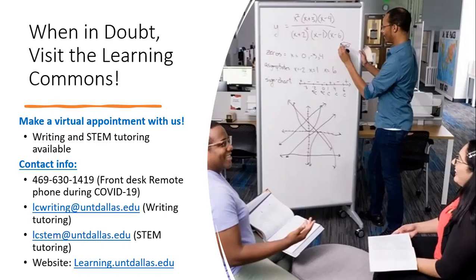You can call or text us at 469-630-1419, and we'd be happy to help you set up an appointment with either writing or STEM. For writing questions, you can email us at lcwriting@untdallas.edu. For STEM questions, you can email us at lcstem@untdallas.edu.